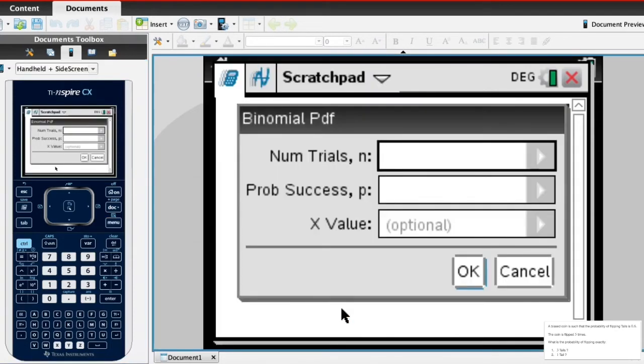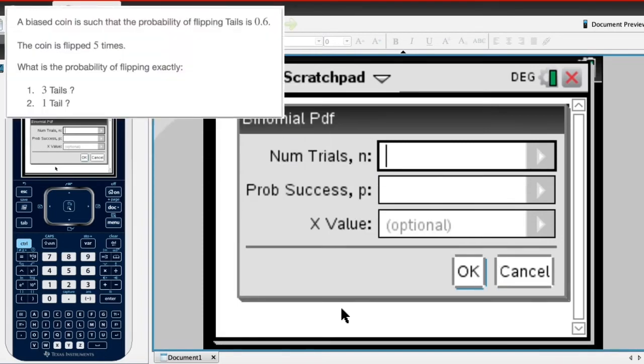The calculator now asks me to enter the number of trials, in other words, the value of n. Well, looking back at the question we had, remember, we were told that we flipped the coin 5 times. In other words, n is equal to 5. So I type 5, and I go to the next entry. We're asked for the probability of a success. Well, in this case, we're interested in flipping tails, and we're told that the probability of flipping tails on any one trial is 0.6. So I enter 0.6.